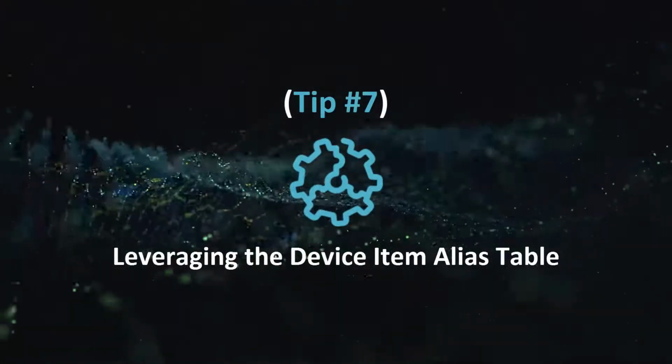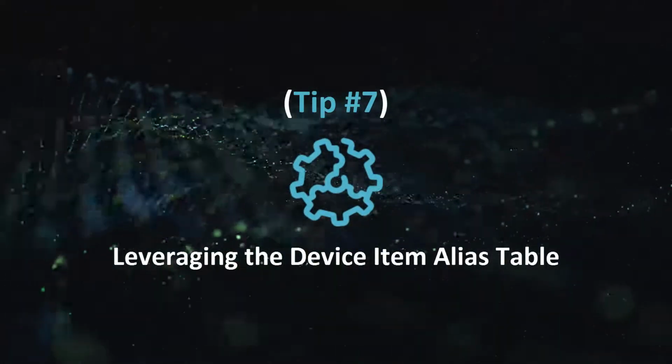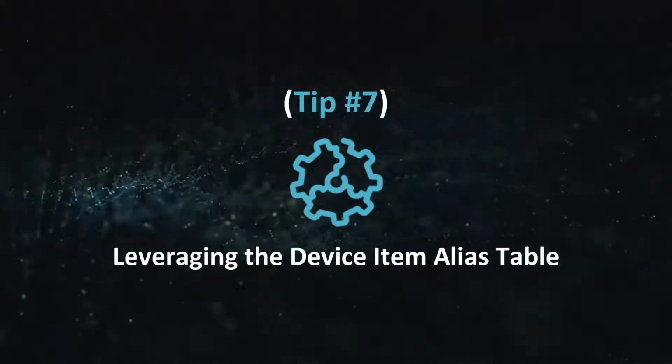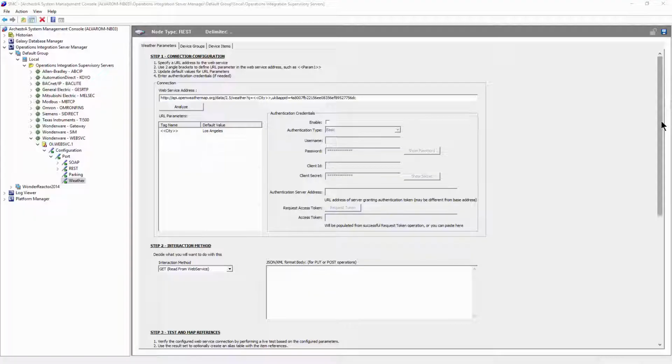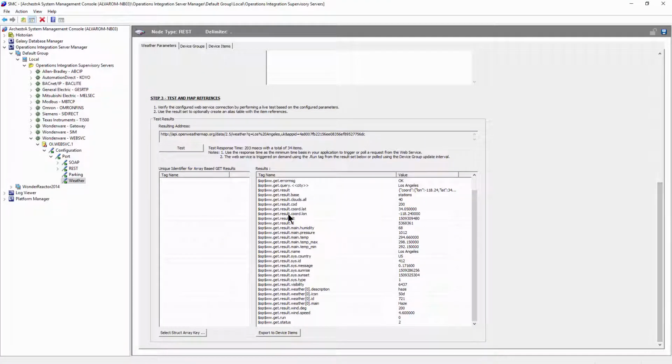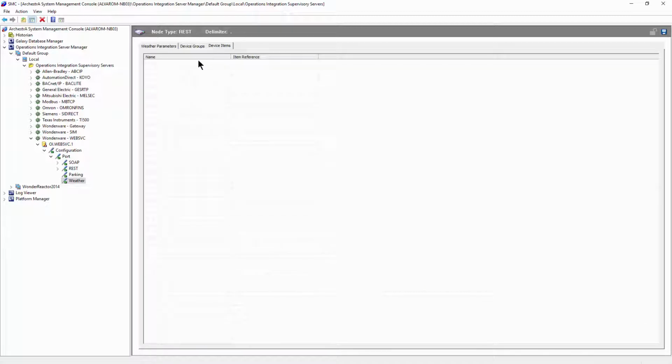Tip number 7, leveraging your device item alias table. Continuing the weather example, we have a result set here. All of these items are actually fields that can be used directly in your application, but they're a little bit cryptic. And if you wanted to use a more user-friendly name, we could actually use the device items to create the alias names and the item reference.